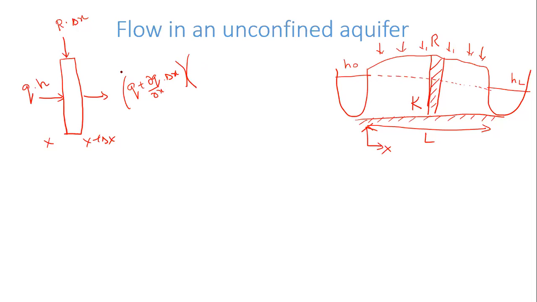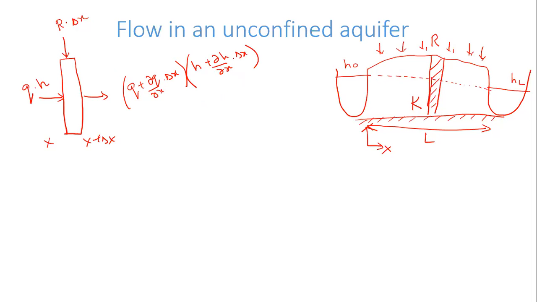now what is happening to the H? H was some value over here. When I move a certain distance X, look at what is happening to H. H is also changing. We don't know by how much, but it is changing. The value is H over here, the saturated thickness. When I move a certain distance delta X, that saturated thickness is also changed. So it has become some new saturated thickness, which I'll represent as H plus dou H by dou X times dx.